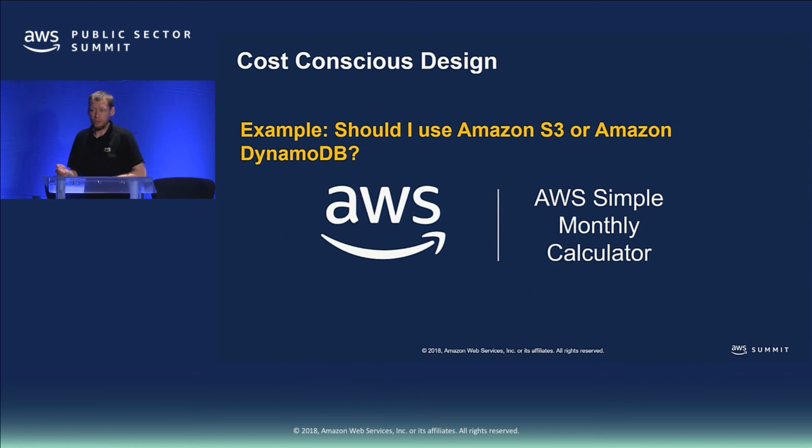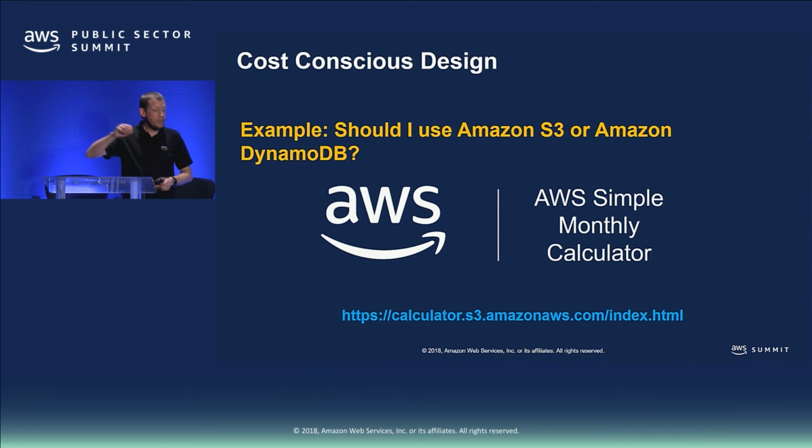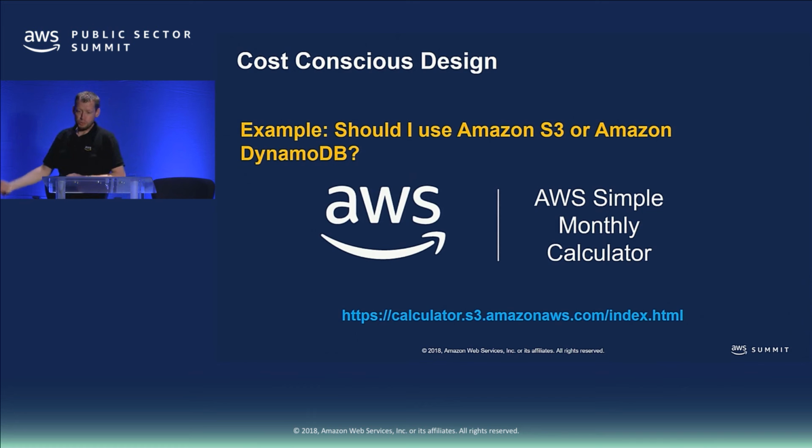And we have a tool called Simple Monthly Calculator, which allows you to plug in particular metrics, such as the number of requests per second, or the amount of data stored, the amount of time you're storing it for, and so on, and then it will put out a price. And that's great for doing budgeting and TCO, but actually you can use it to cost optimize your existing workloads.